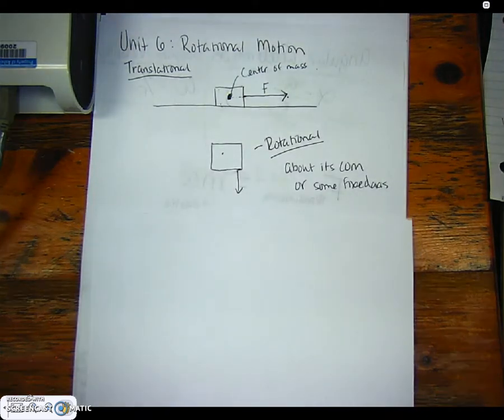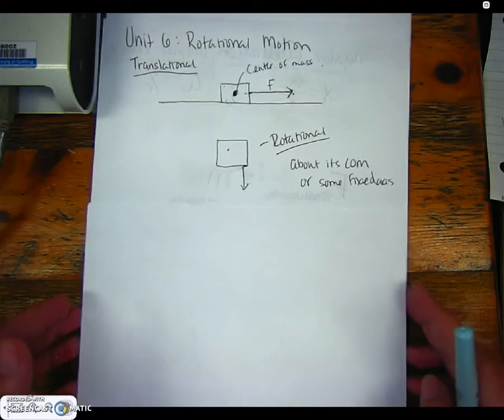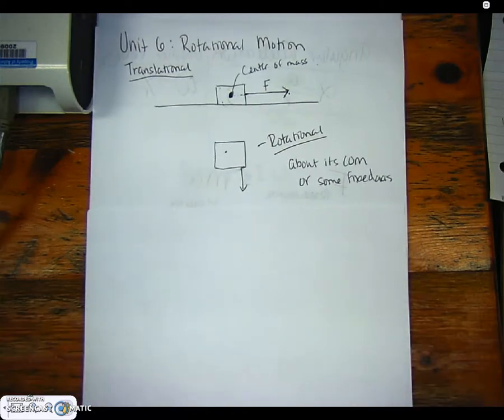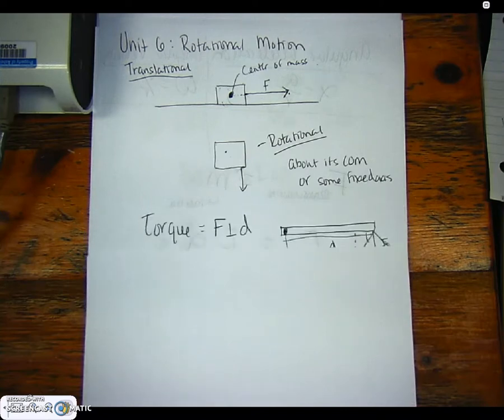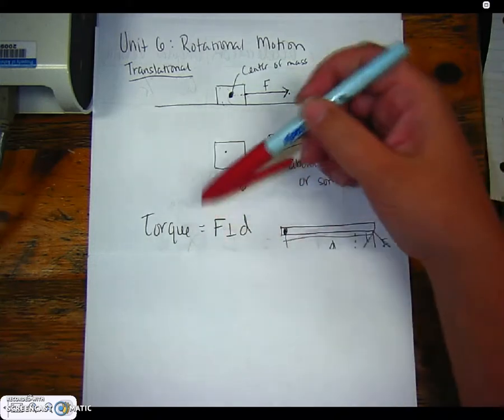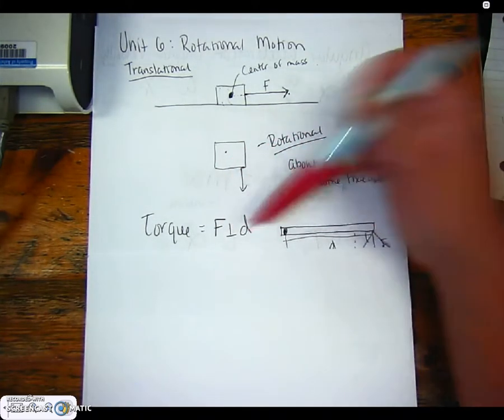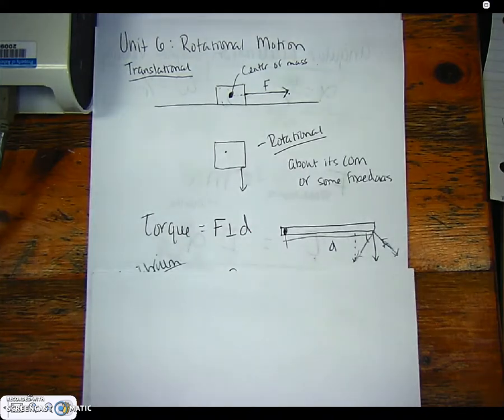So if we go back and start thinking about Newton's laws, we know that forces cause things to accelerate. But in this case, the amount of acceleration is going to be different based on at what point we actually apply that force. So when we talk about forces that make something rotate, it's really something called torque. And the torque is equal to the force perpendicular to the distance at any point.